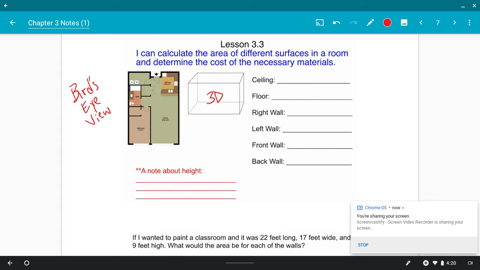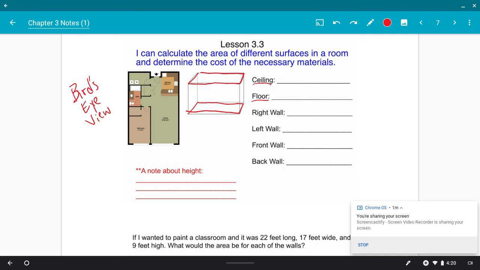So in a room, there is a ceiling and a floor. So the ceiling would be like this, and a floor. That would be these. Now, if you look at this floor, this is called a floor plan. The ceiling would match that shape. You would just basically put a lid on it. And then there's four walls.